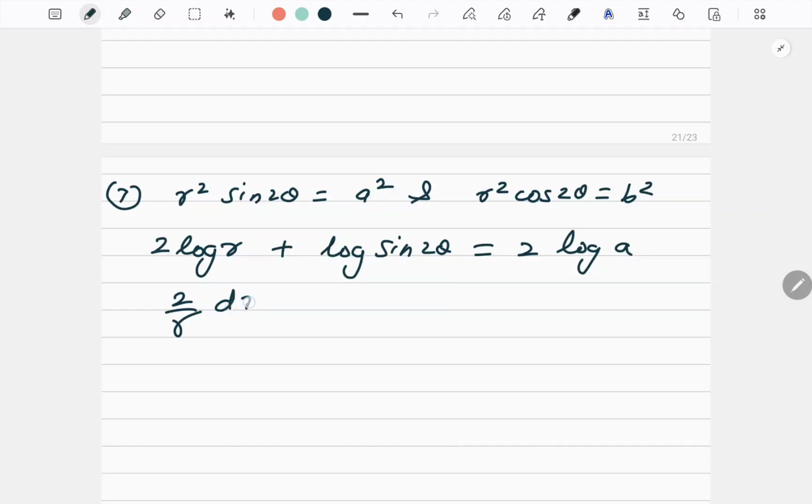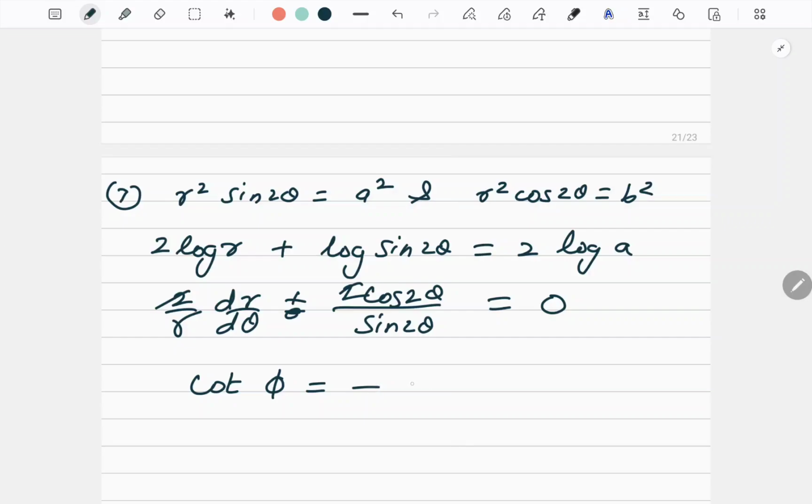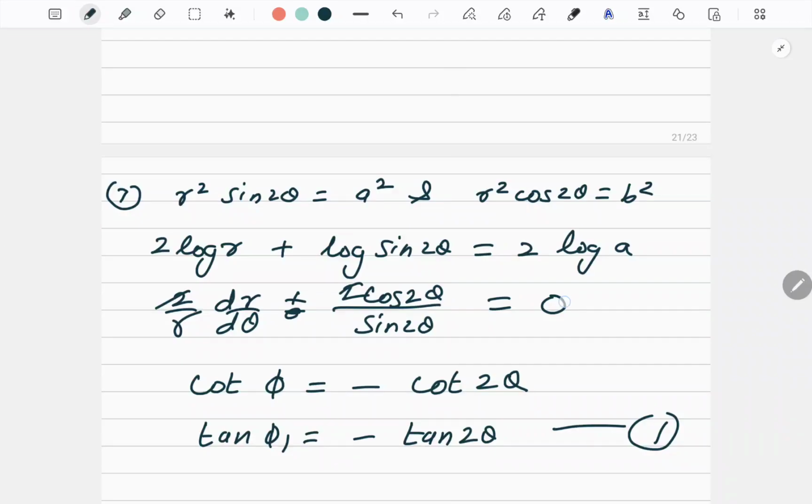So 2 by r dr by d theta is equal to sine 2 theta cos 2 theta into 2 is equal to 0. Sorry, this is plus. Correct? So this 2 and this 2 will get cancelled because the other side it is 0. So cot phi is equal to minus cot of 2 theta because cos upon sine is cot. So tan of phi 1 is equal to minus 1 upon cot, means minus tan 2 theta. Reciprocal I have taken on both the sides. So 1 upon cot is tan.